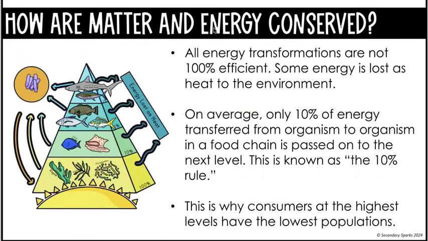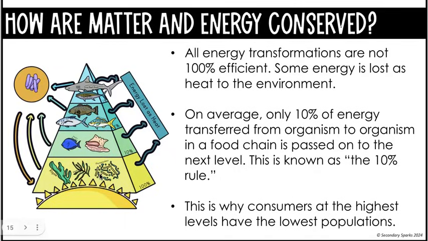Now, all energy transformations are not 100% efficient. Some energy is lost as heat to the environment. And on average, only about 10% of energy, again, this is just an average, only about 10% of energy transferred from organism to organism in a food chain is passed on to the next level. And this is known as the 10% rule.